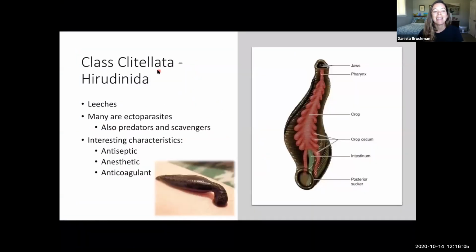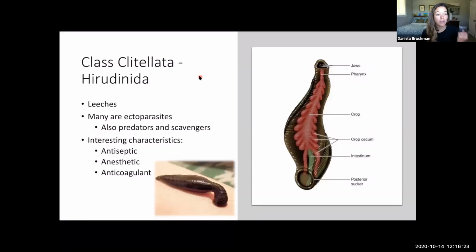Okay. Next in the class Clitellata is, oh, Eric. Eric's sharing, I'm assuming, a link to something about the bobbit worm. Okay, cool. Discovered in 1994. Awesome. So it is a pretty new species.